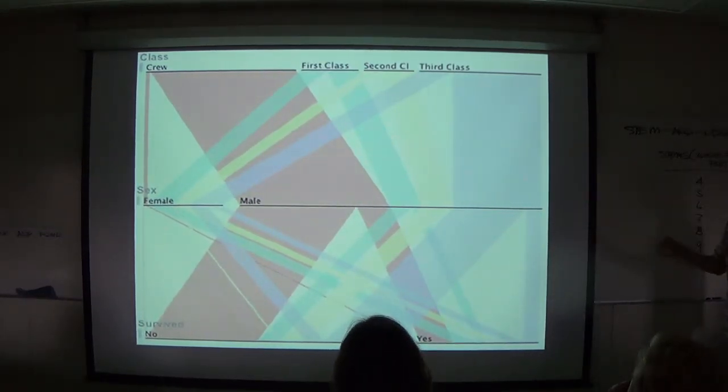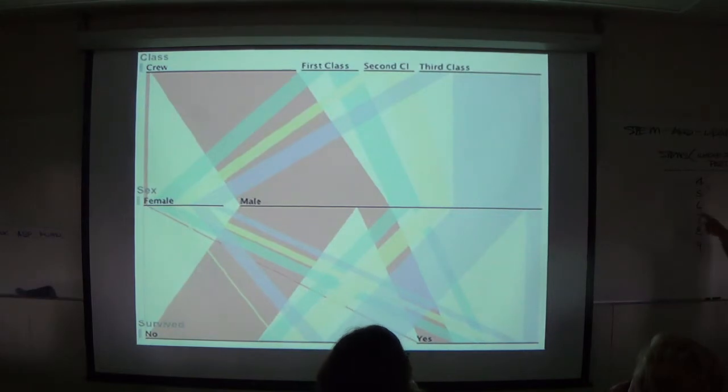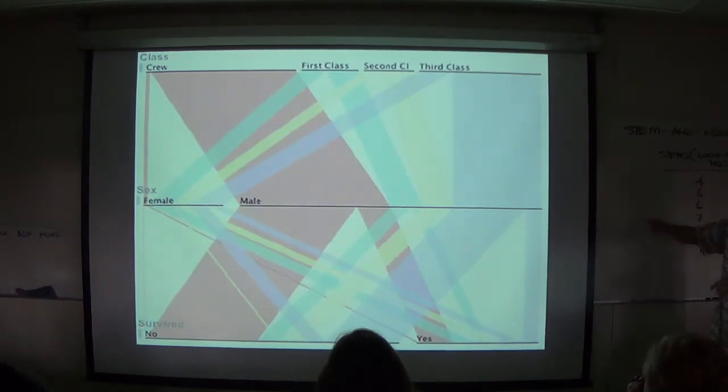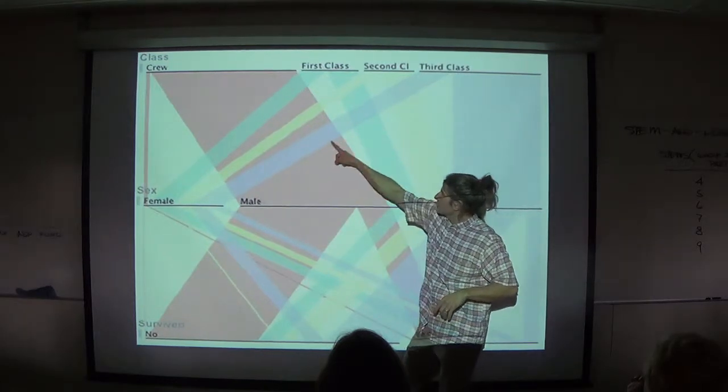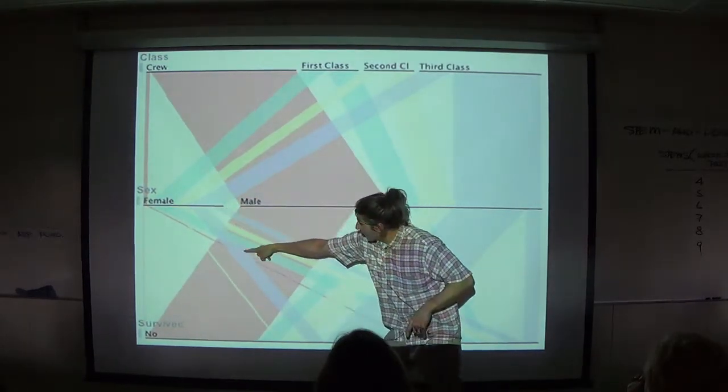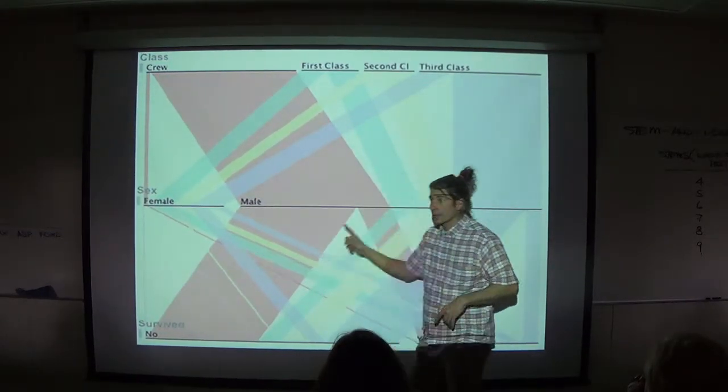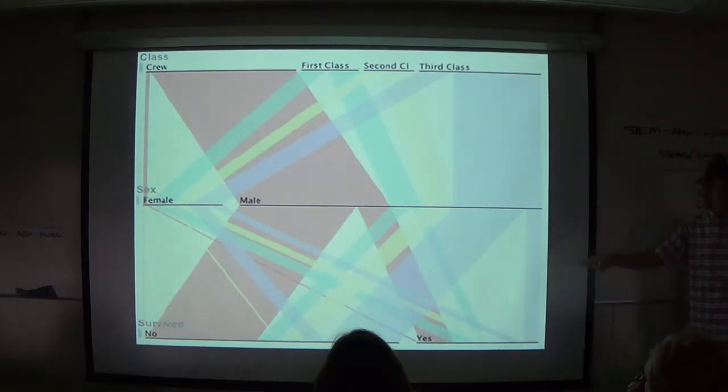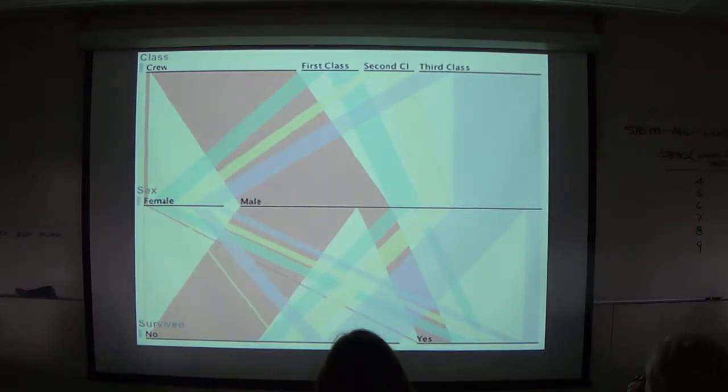The most interesting thing, and take some time with this when you have time, third class is my favorite one to look at. Because third class is the only class where more women died than lived. Check this out. Here's the women third class passengers. Here's the ones that died, here's the ones that lived. It's the only class where more women died than lived. I don't understand that. Especially in 1912, it was women and children first.